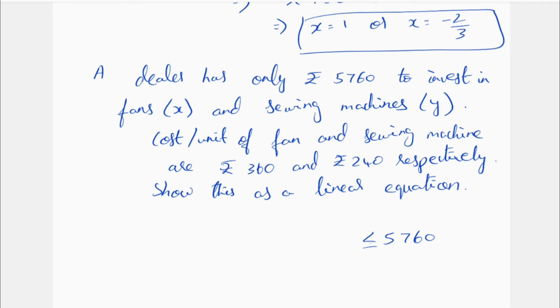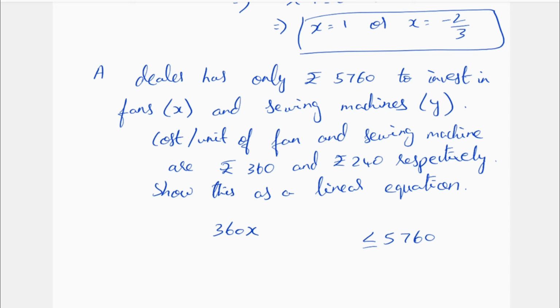The inequality that we have is less than or equal to. Now to the left hand side, cost per fan is 360 rupees. The number of fans that I'm going to buy is denoted by x. So the total cost of the fans is 360 per fan multiplied by x, 360x.